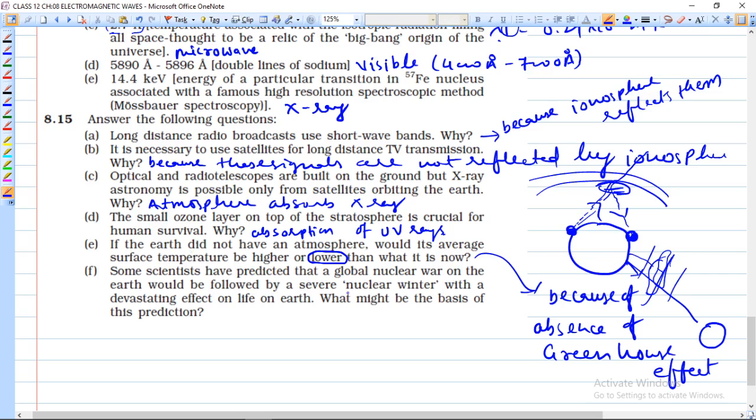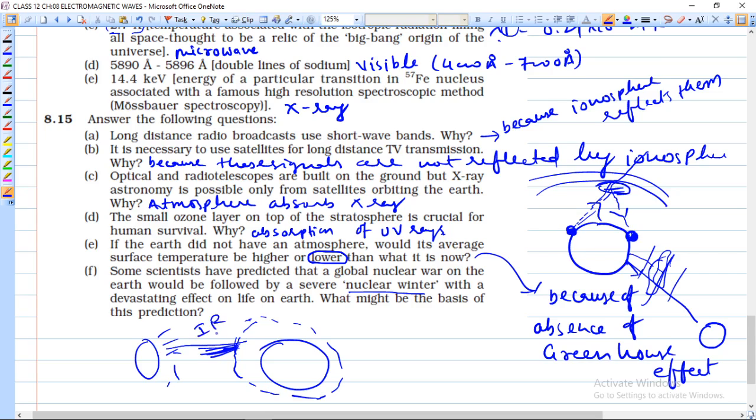earth would be followed by severe nuclear winter। मतलब कि अगर न्यूक्लियर वॉर हुआ तो न्यूक्लियर विंटर हो जाएगा अर्थ पे, with a devastating effect on life on the earth, मतलब कि हम जिंदा नहीं रहेंगे। What might be the basis of this prediction? Very simple, this is the earth and these are the nuclear waste and this is the sun. Okay, so when sun radiation comes here, this nuclear waste will absorb it. IR absorbed, UV absorbed, sunlight, light absorbed. This nuclear waste has so much capacity to absorb anything.